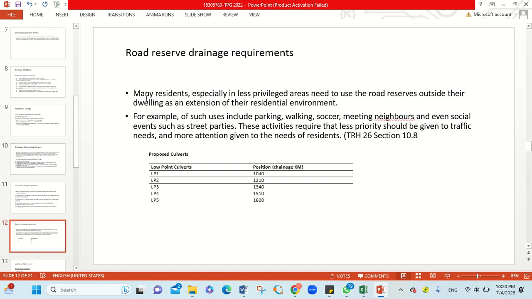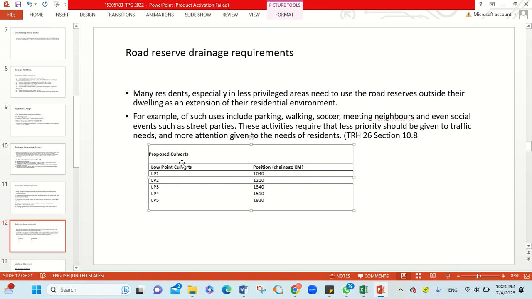Road reserve drainage requirement. Many residents, especially in less privileged areas, need to use road reserves outside their dwelling as an extension of their residential environments. For example, such uses include parking, walking, soccer, meeting neighbors, and even social events such as street parties. These activities require that less priority be given to transport and traffic needs and more attention be given to the needs of residents.